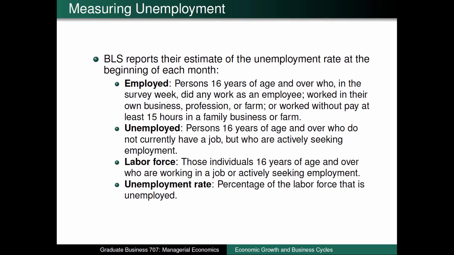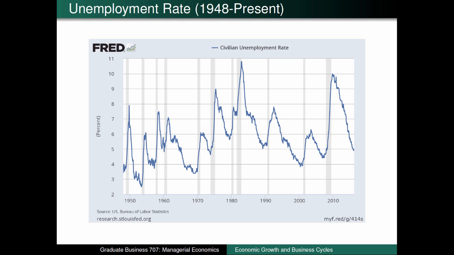The labor force consists only of the employed and unemployed. In other words, students, retirees, and people not looking for work are not included in the labor force. Finally, the unemployment rate is calculated as the number of people unemployed divided by the labor force, then multiplied by 100. The resulting number gives us the percentage of the labor force that is unemployed. Just like with the inflation rate, the unemployment rate has been up and down over time. We are currently at around 5%. More importantly, notice how the unemployment rate increases during recessions, which are again illustrated as gray vertical bars.